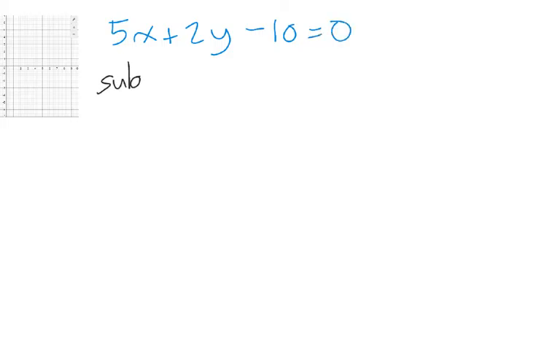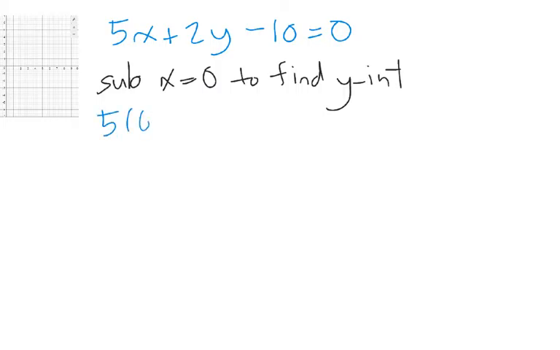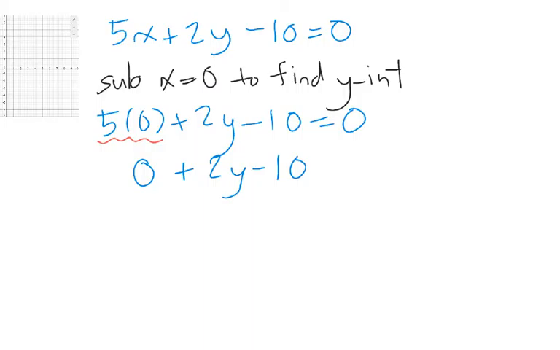Let's begin by rewriting the equation of the line, which is 5x plus 2y minus 10 equals 0. I'm going to write a little note for myself: sub x equals 0 to find the y-intercept. When I substitute that value in, I'm going to use brackets, and everything else stays the same. Anything multiplied by 0 is 0. So let's simplify that. I don't like to write zeros in, so let's take that out in the next step.